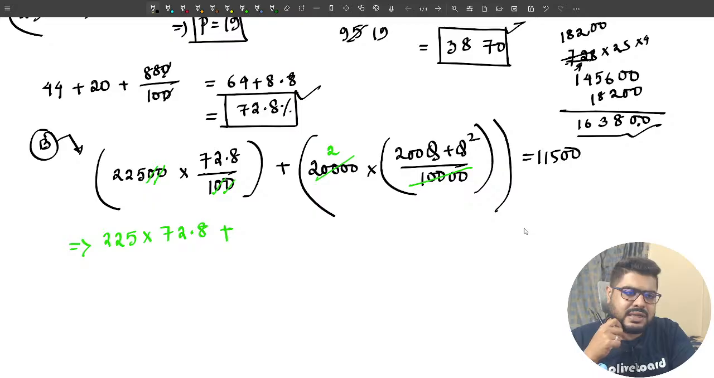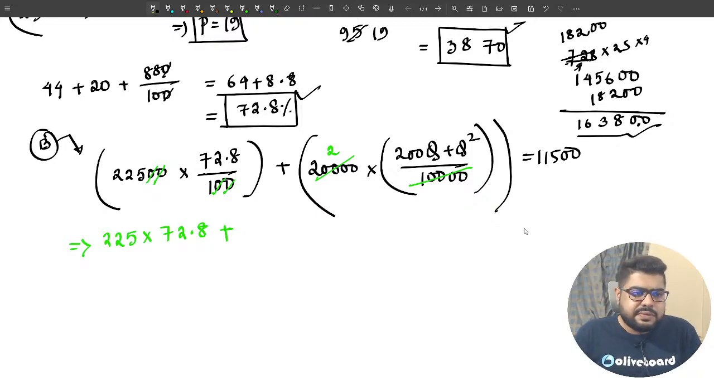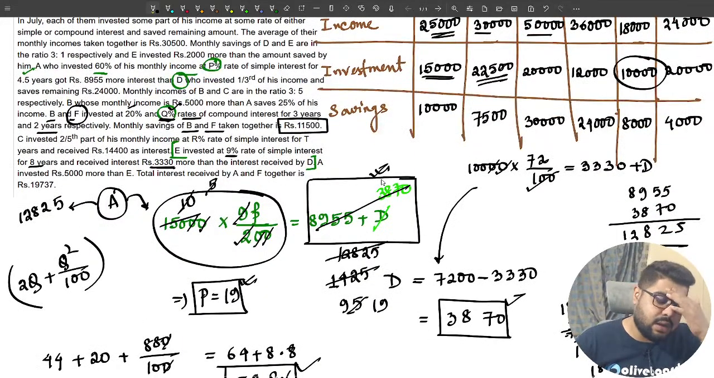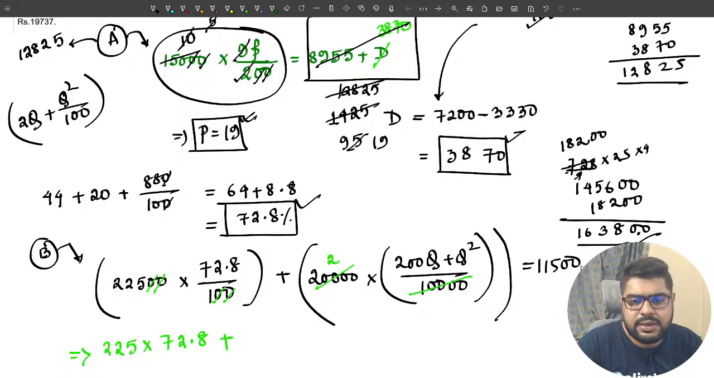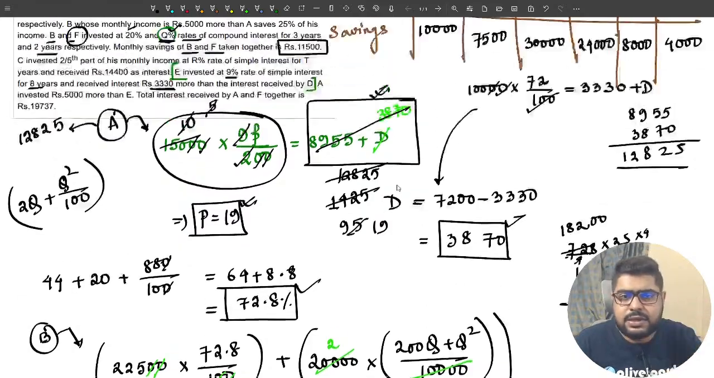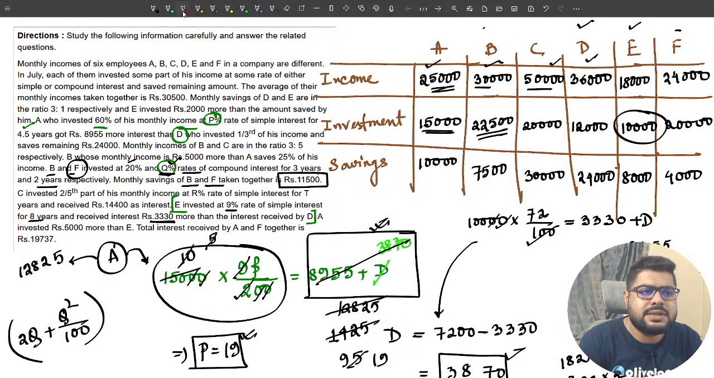Hey, just a second, sir. 728 into 2, 1456 into 00. Are we doing something that is not right? Negative should not come, brother. Just a second. 22,500 was the investment. What is this, am I doing something wrong? Extremely sorry, brother. Oh, this was the savings ratio. Wait, the calculation we have done is correct. This was the monthly savings that was given.